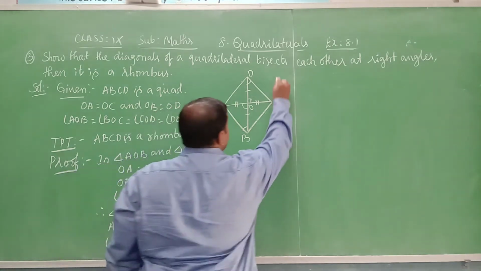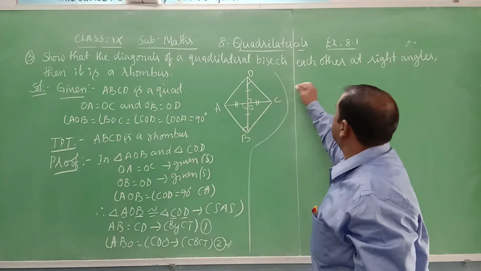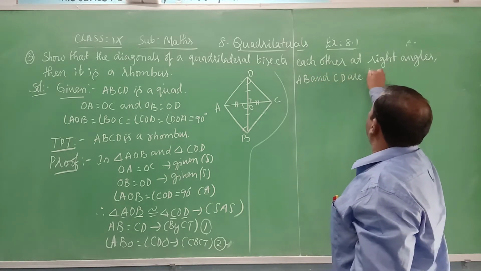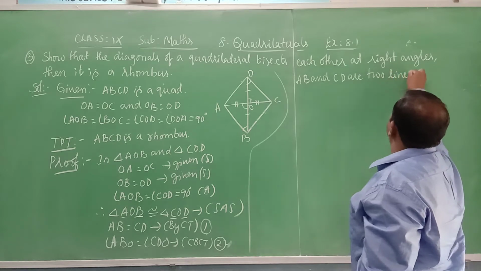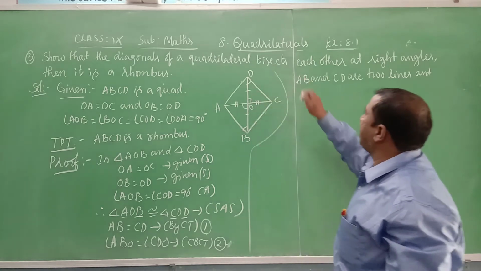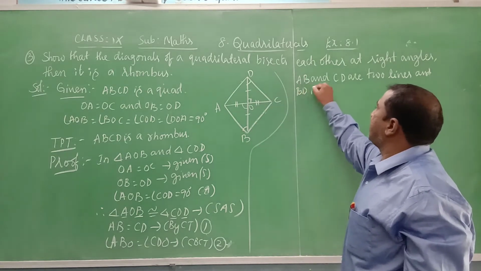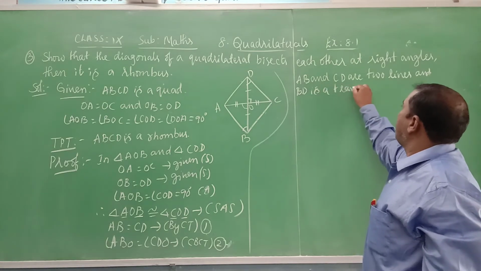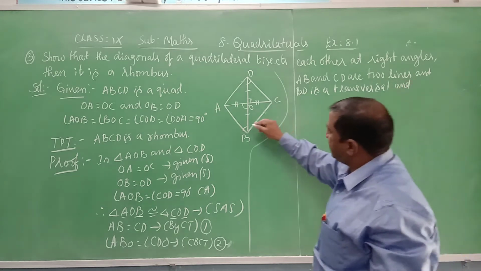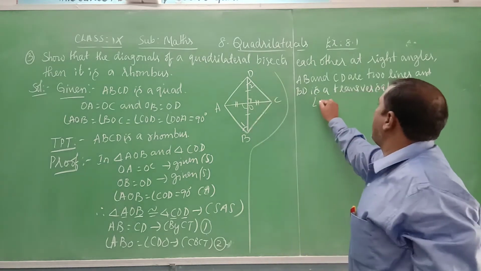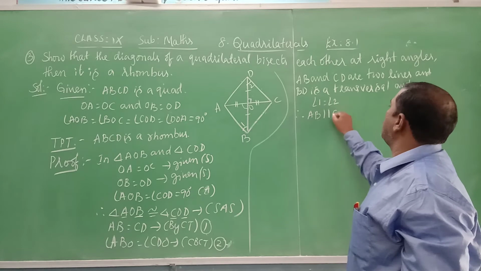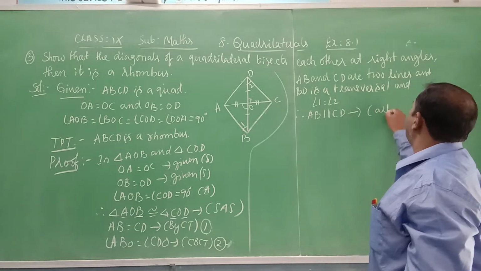Now from equation 2, consider AB and CD are two lines, and BD is the transversal. And you consider this is 1 and 2 from the figure. Angle 1 is equal to angle 2. Therefore, AB is parallel to CD. Alternate interior angles are equal.